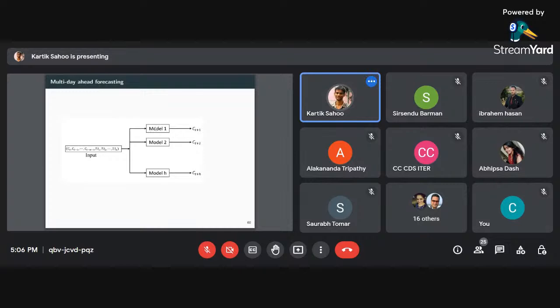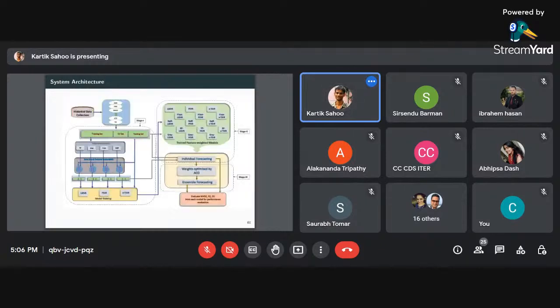Then we train different independent models for different day forecasting. The input set is the same, but for t plus one we have one model. We train different machine learning models and do the forecasting.